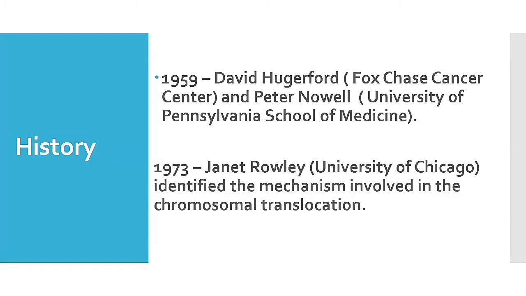In the year 1959, David Hungerford from Fox Chase Cancer Center and Peter Nowell from University of Pennsylvania School of Medicine observed a special kind of chromosomal abnormality in chronic myelogenic leukemia patients, and from that the discovery of the Philadelphia chromosome took place. The Philadelphia chromosome name came from the area of the discovery of the chromosome. And in the year 1973, Janet Rowley from University of Chicago identified the mechanism involved in the chromosomal translocation taking place.